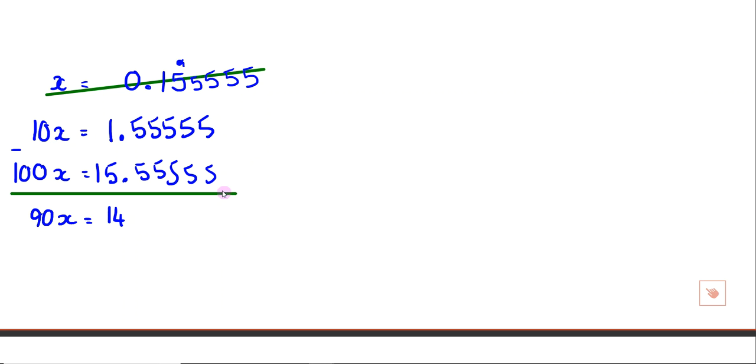So that leaves me with 1x equals 14 over 90, which can be simplified to 7 over 45. Happy with that? Can you see the difference then? When there is a number that is not recurring, it's not just nines in the denominator.